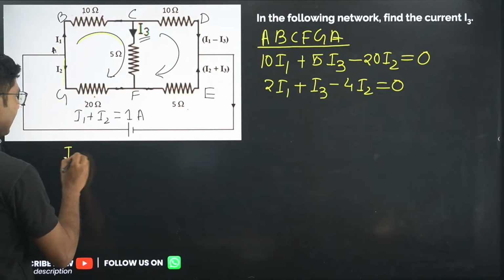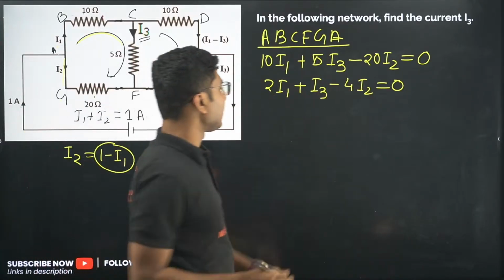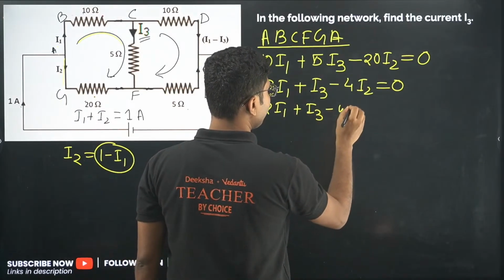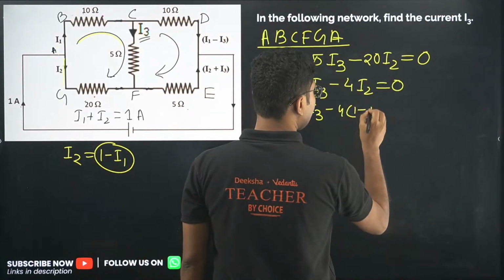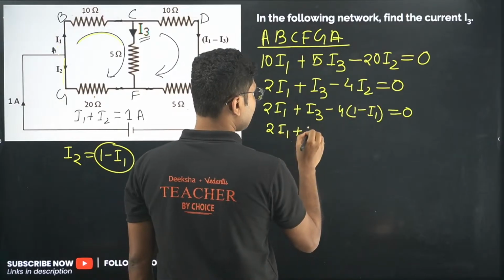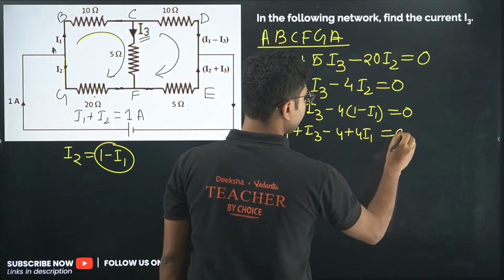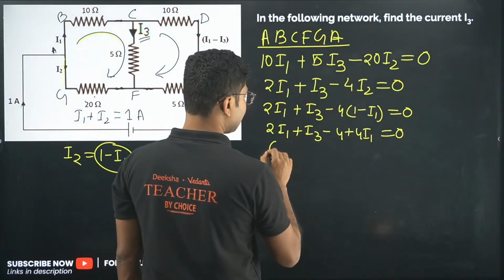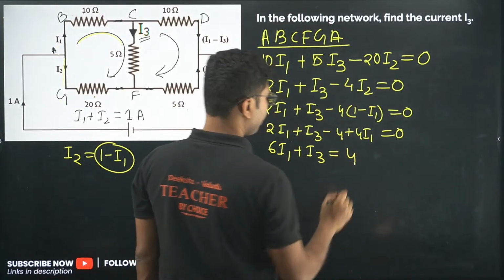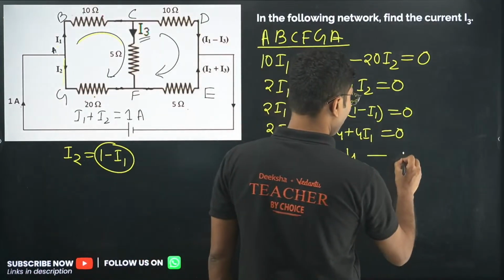Now we use the other equation. From here we can say that I2 equals 1 minus I1. So 2I1 plus I3 minus 4 into (1 minus I1) equals 0. We get 2I1 plus I3 minus 4 plus 4I1 equals 0. So 6I1 plus I3 equals 4, as the minus 4 goes to the other side. This is our equation number 1.